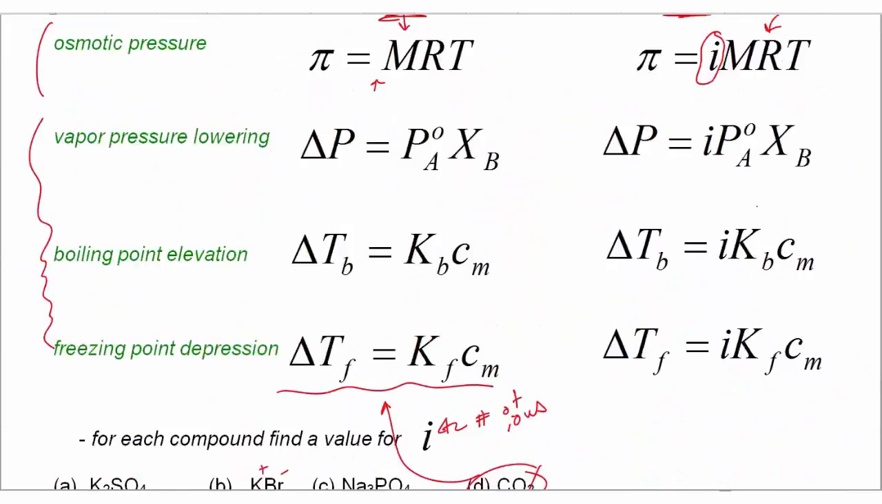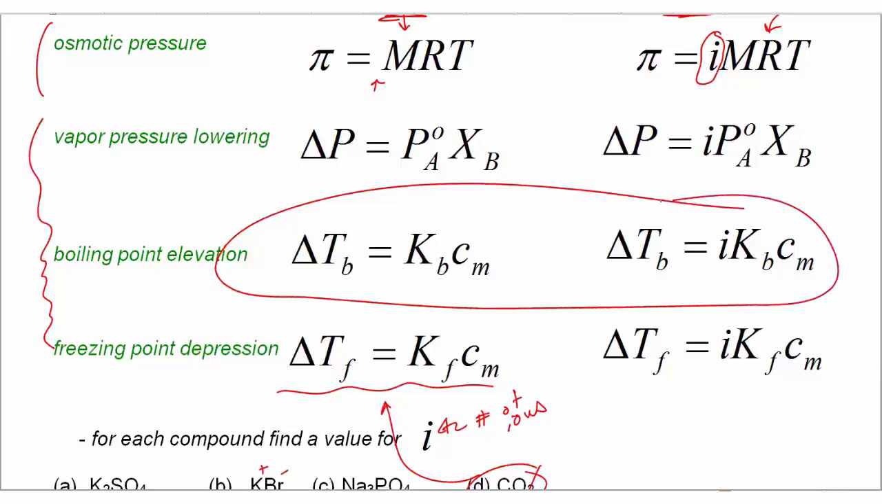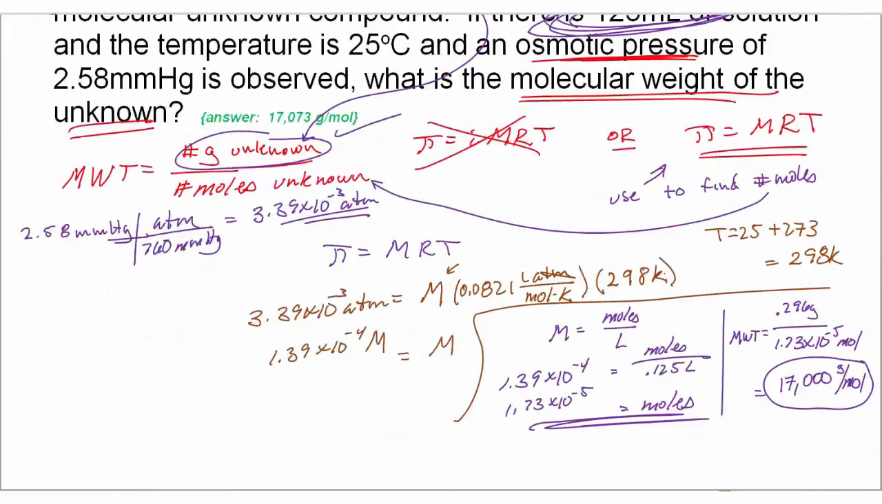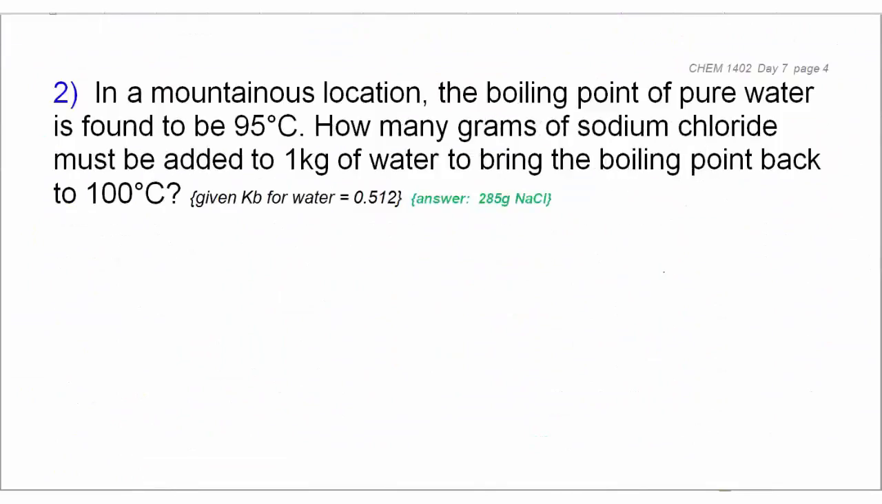So here we are. It's going to be one of these two. And which one is it? It's going to be this one because the solute is salt, right? We have ions. So delta TB equals i KB Cm. So the boiling point elevation equals i times the ebullioscopic constant times the molality.